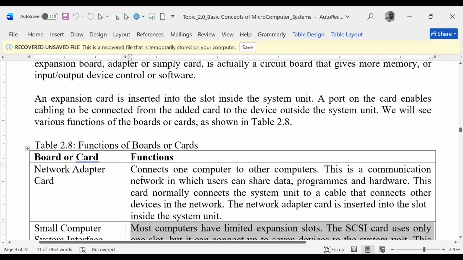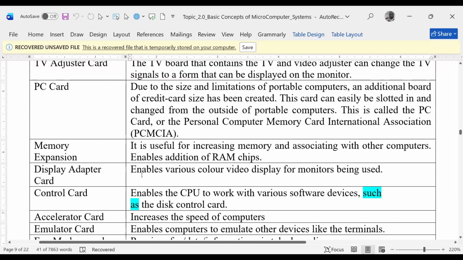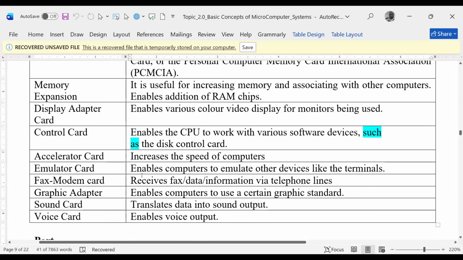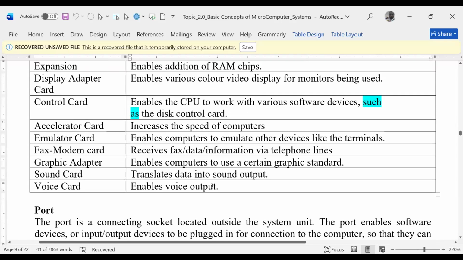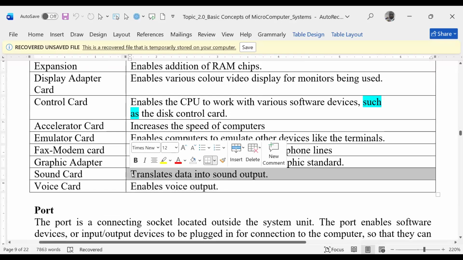Different expansion cards or boards that can be added to your computer: control, oscillator, emulator, fax, modem, graphics, sound. For example, the voice card supports voice output. No voice card, you cannot hear. Then the sound card, when you speak into a microphone or whatever, converts this sound into output for you.